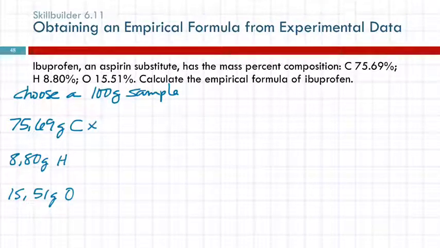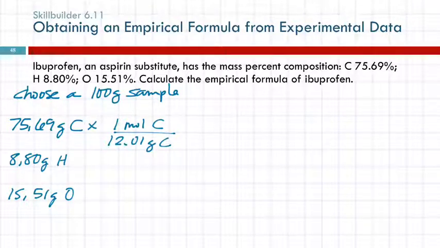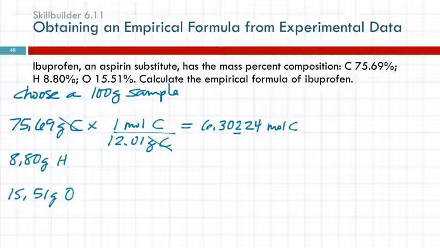Now we convert grams to moles. So I want to multiply by 1 mole of carbon over 12.01 grams of carbon. I do it like that so the units work out, and I'll get moles of carbon. 75.69 times 1 divided by 12.01 is 6.302. My percentage and my molar mass had 4 sig figs, so I definitely don't want to go lower than that. And I'm going to put 2 extra digits in there just to be safe. So that's moles of carbon.